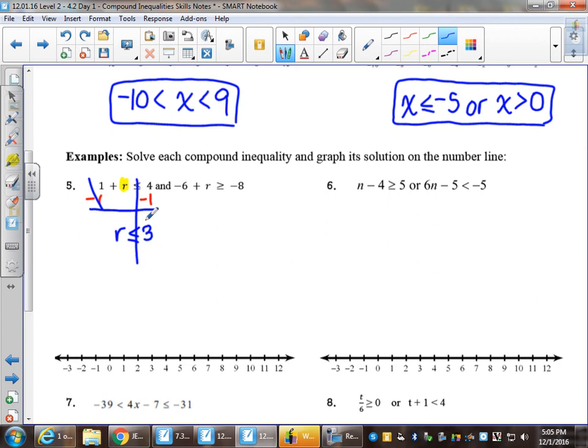This piece is done. Now we're going to ignore this side for right now and come over here and solve this one. Again, if it helps, very carefully highlight the variable. This is what we're trying to get by itself. I see that there's a -6 here that I can add over to the other side. This crosses off because it's 0. R is greater than or equal to -8 plus 6 is -2. Here's my answer.